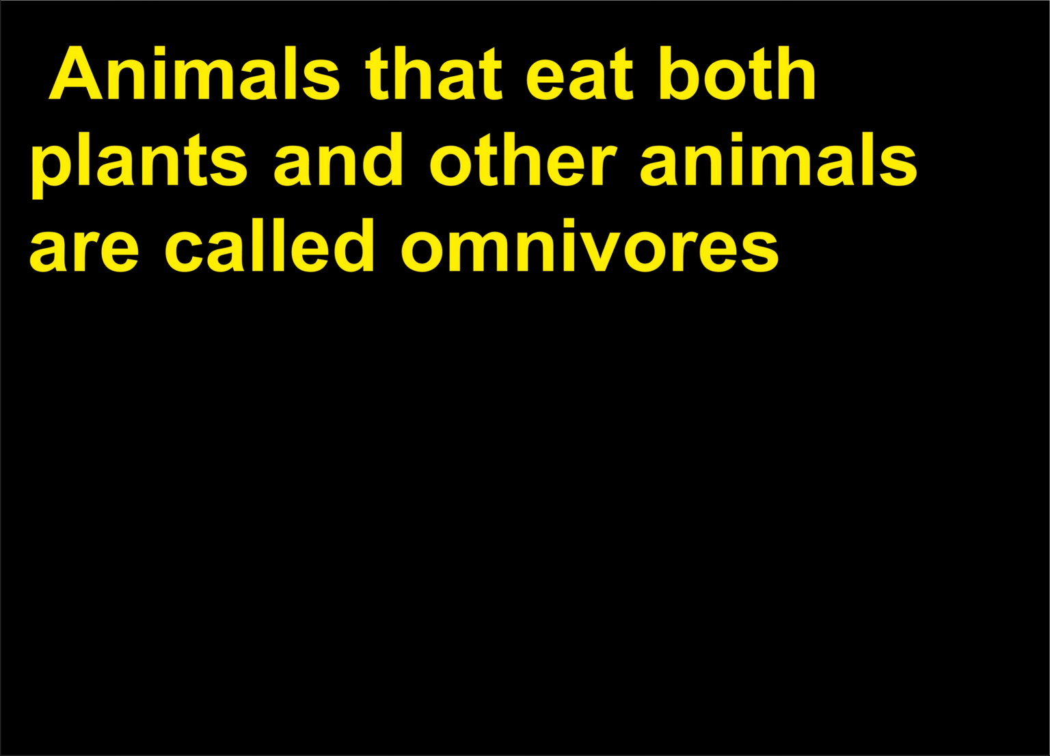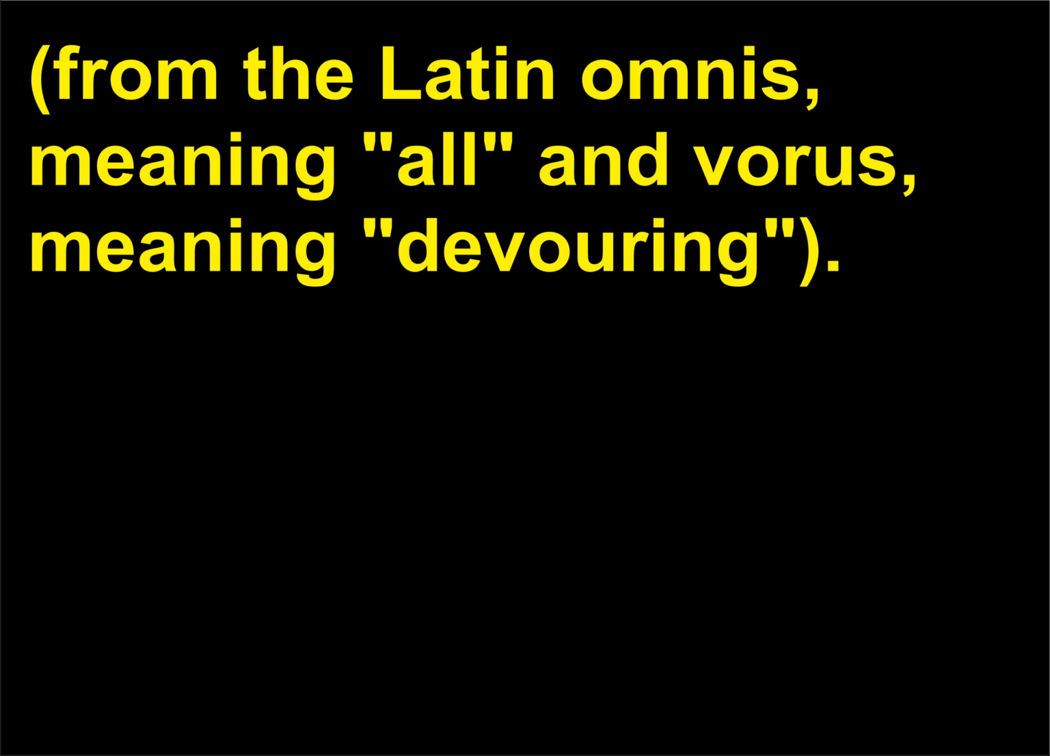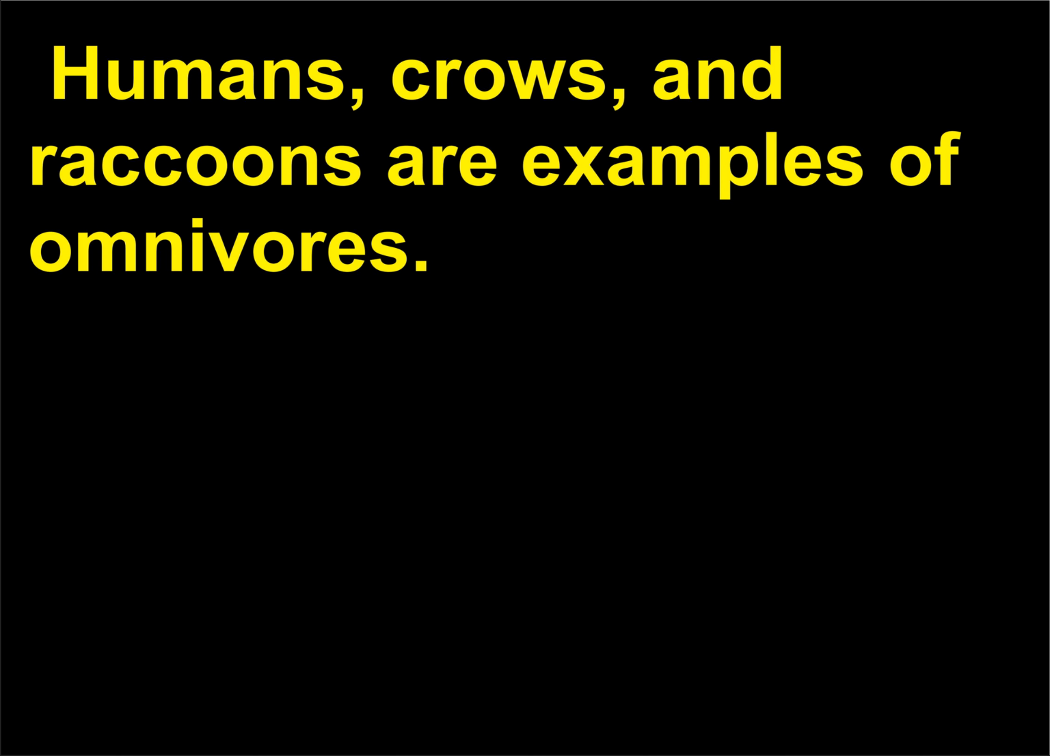Animals that eat both plants and other animals are called omnivores, from the Latin omnes, meaning all, and vorus, meaning devouring. Humans, crows, and raccoons are examples of omnivores.